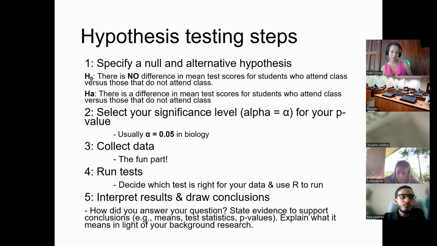The alternative hypothesis, often referred to as H sub A, is that there is a difference in mean test scores for students who attend class versus those that do not attend class. I don't have those data, but I wonder which way it would go.